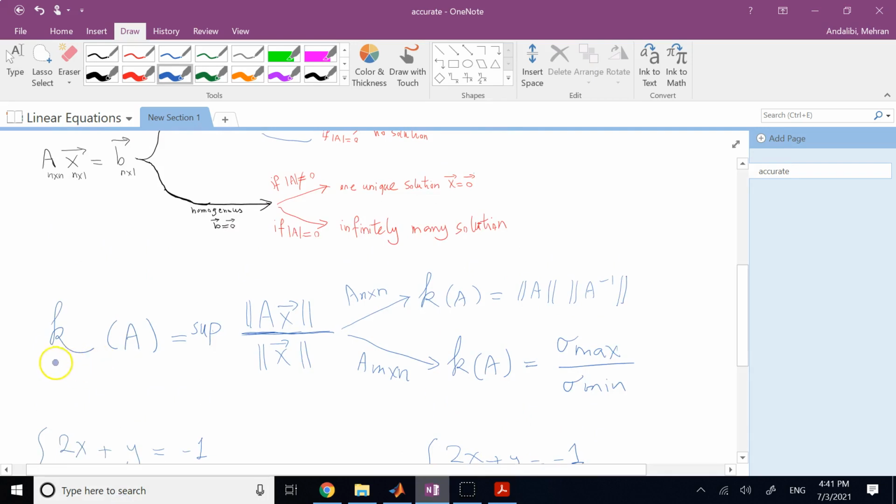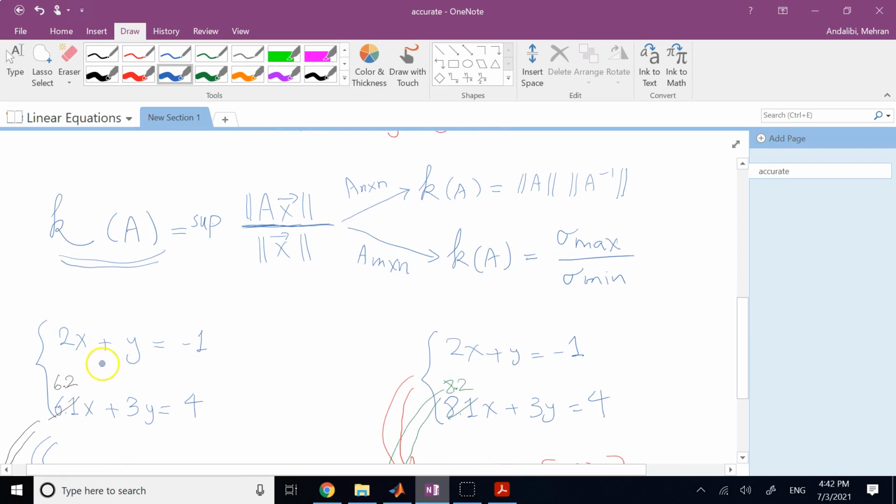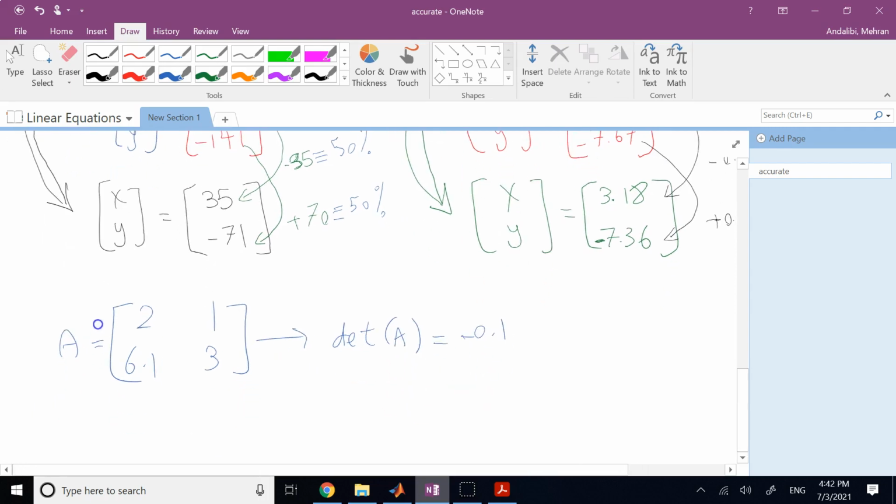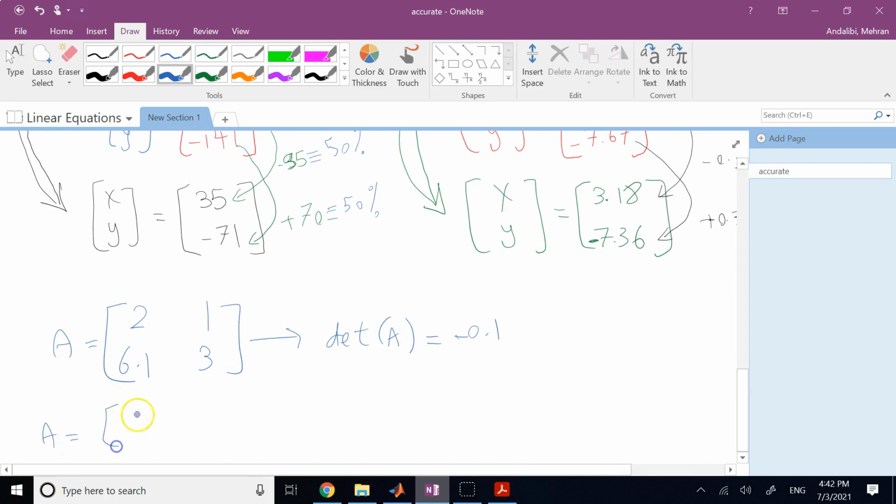That's this guy here, the condition number of the coefficient matrix. If you look at the coefficient matrix here, it is 2 and 1, 6.1 and 3. And if you look at the determinant of this guy, it is negative 0.1, which is a small number. For the other one, where it is 8.1, the determinant is negative 2.1.